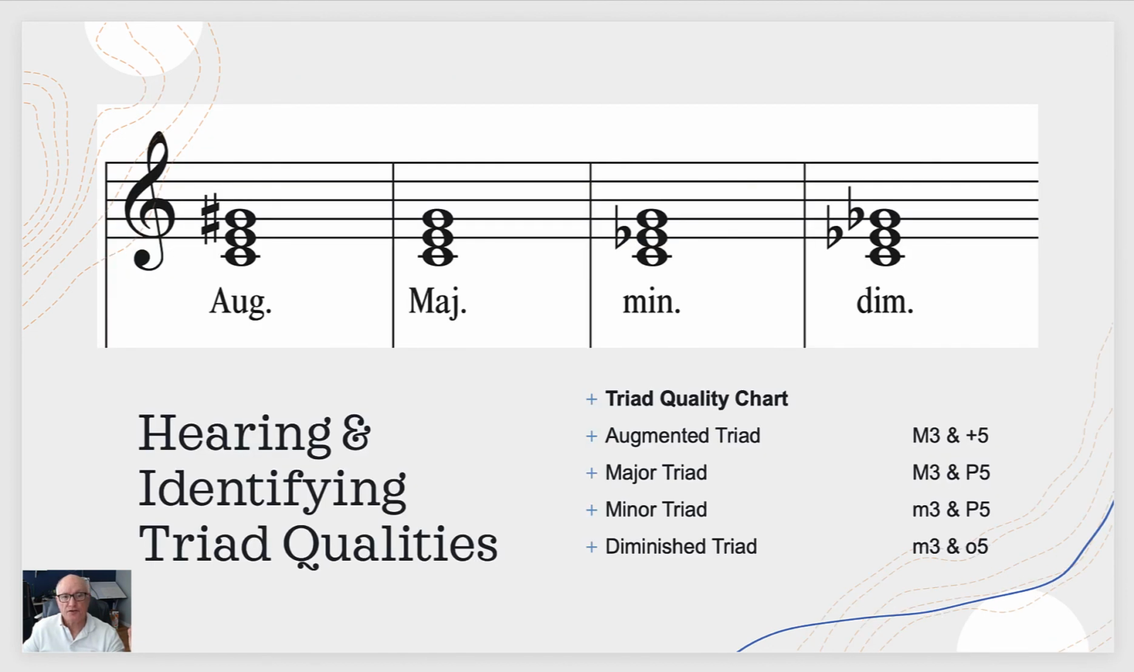Hearing and identifying triad qualities, this is just something you have to practice. But just remember that augmented always refers to the 5th. You have a major 3rd with an augmented 5th. Kind of a mysterious sound. Major has a major 3rd and a perfect 5th. Minor, minor 3rd and a perfect 5th. And diminished has a minor 3rd and a diminished 5th.